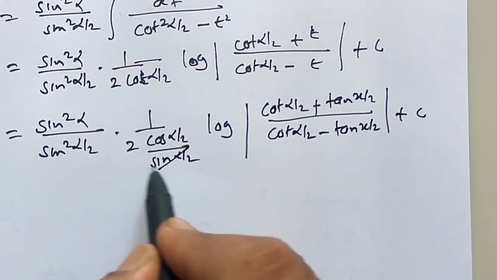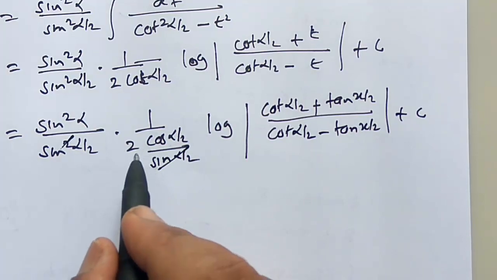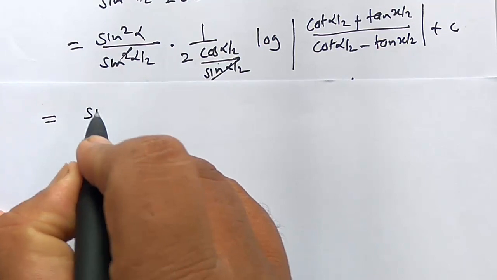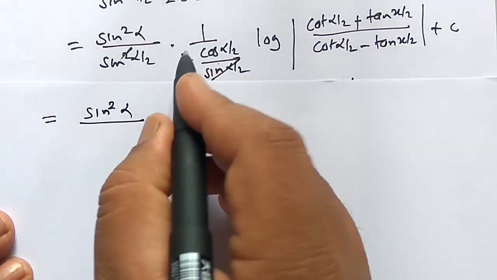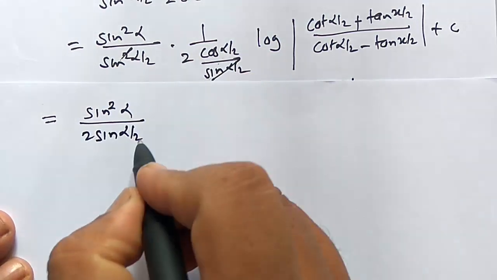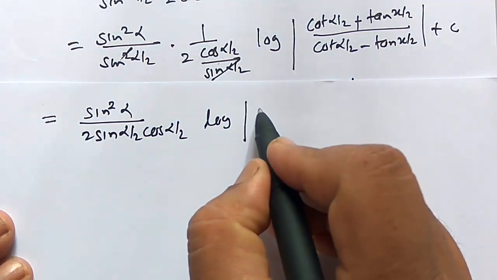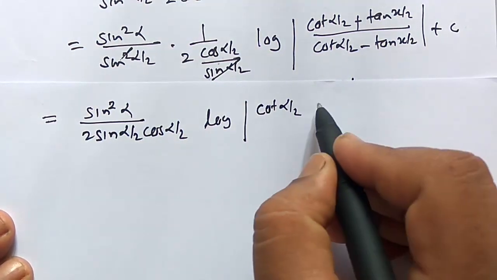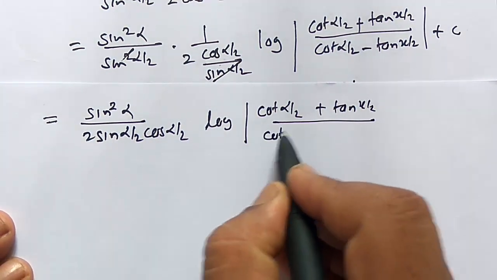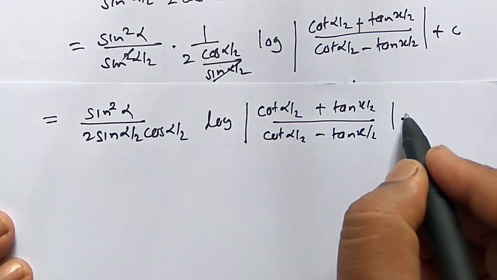Here sin alpha by 2 and one factor of sin square alpha by 2 get cancelled, which is equal to sin square alpha upon 2 into sin alpha by 2 into cos alpha by 2 into log of cot alpha by 2 plus tan x by 2 upon cot alpha by 2 minus tan x by 2 plus some constant.